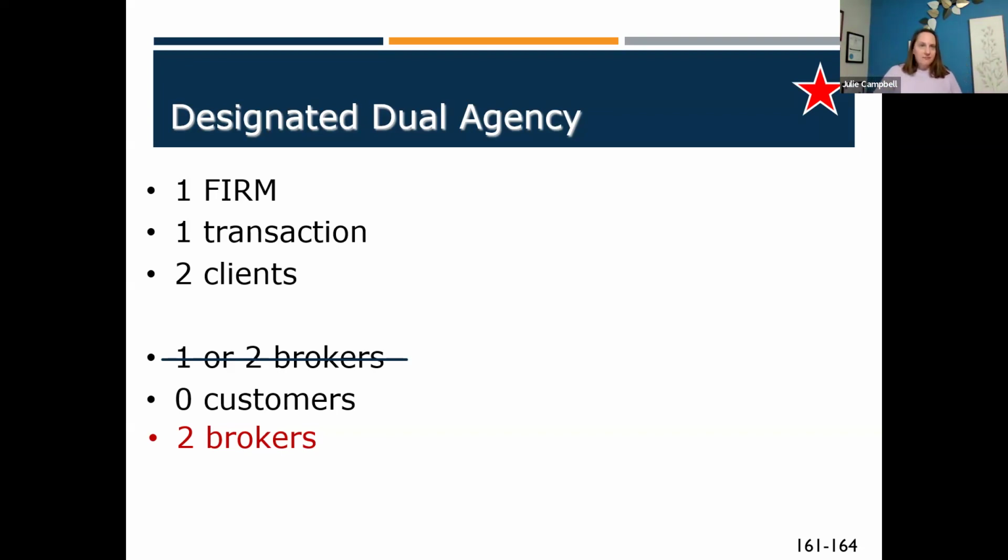Designated dual agency. The firm has to offer it. It's not automatic. Not all firms offer designated dual agency. An example of a firm that may not offer it would be the sole practitioner. Remind me how many people are with the sole practitioner? One. How many agents do I need to do designated? Two. That math doesn't add up, does it? So if you're a sole practitioner, a one-man show, you can't offer designated.